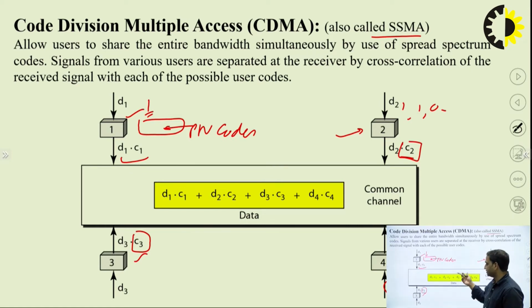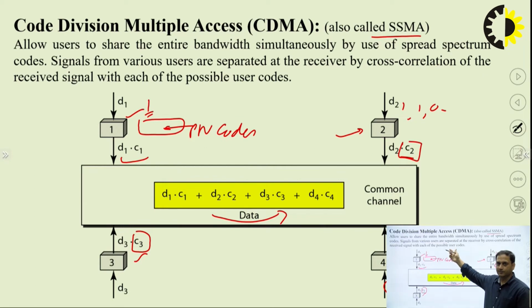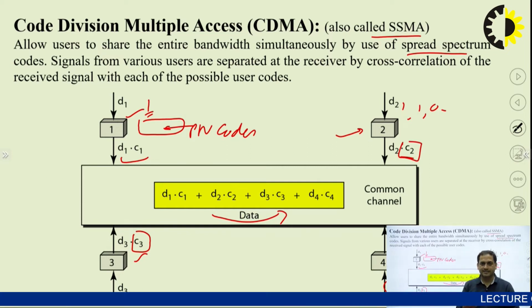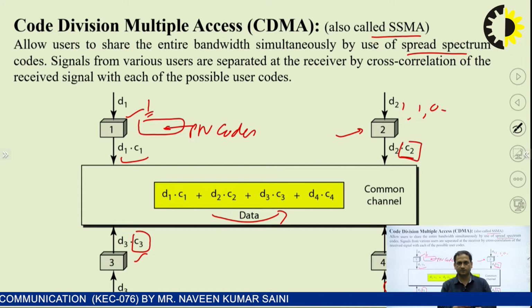After combining the data from users 1, 2, 3 and 4, it is transmitted into the common channel. That is why I am saying this is one step ahead of multiplexing in multiple access. This is shown as D1C1, D2C2 plus D3C3 and D4C4. It allows users to share the entire bandwidth simultaneously by use of the spread spectrum codes. Signals from the various users are separated at the receiver by the cross correlation of the received signal with each one of the possible user codes.